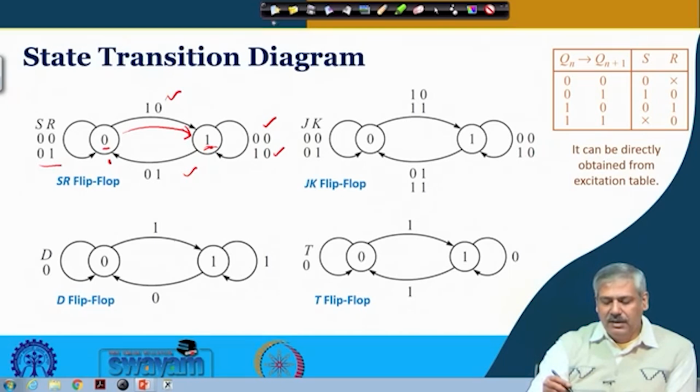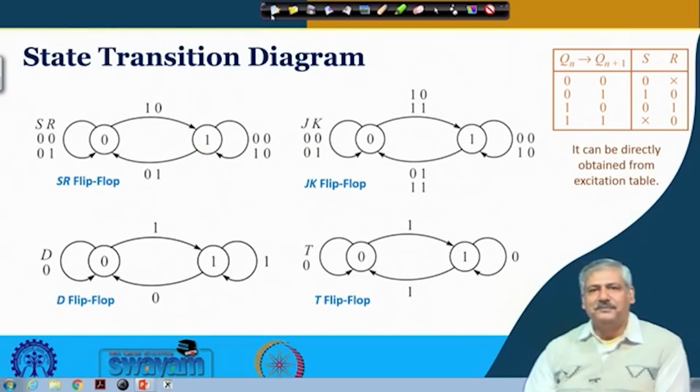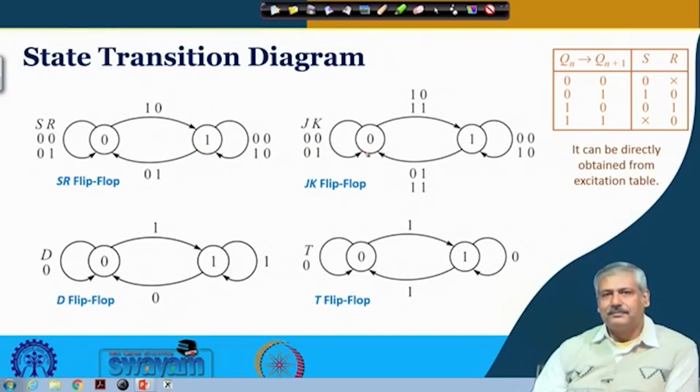Okay. So for the JK flip flop, again the current state is 0. If it receives 0 0 or 0 1, it will stay here. If it receives 1 0, it will go there. If it receives 1 1, which is also possible, then also it will go to 1. At state 1, if it receives 0 0, it will stay here; 1 0, it will stay here; and if it receives 0 1, it will go to 0; and 1 1, again it will toggle, so it will go to 0 similarly.